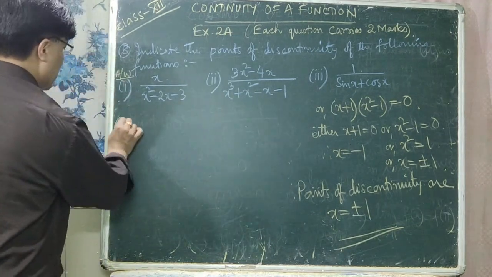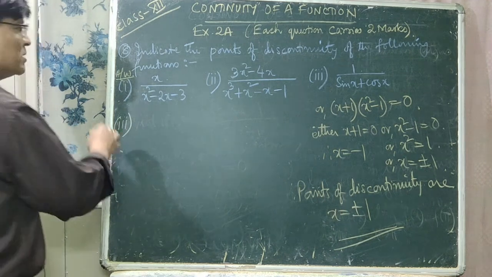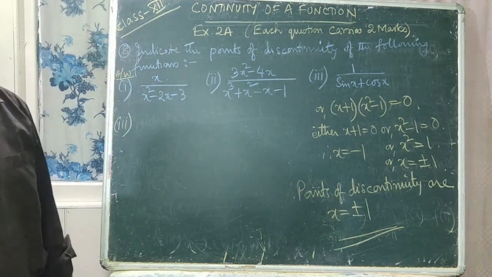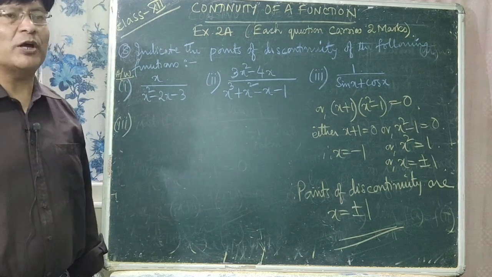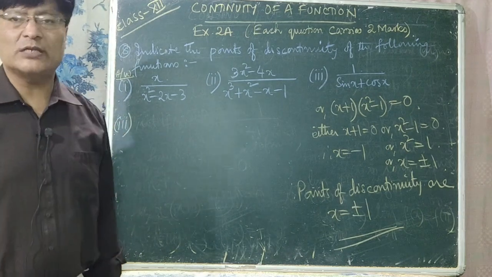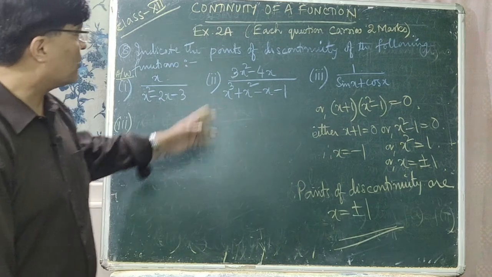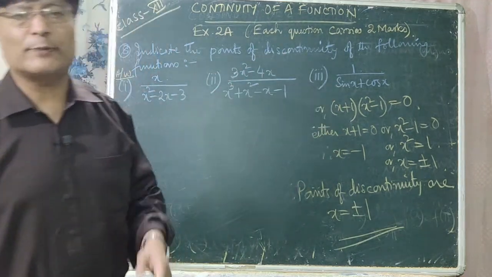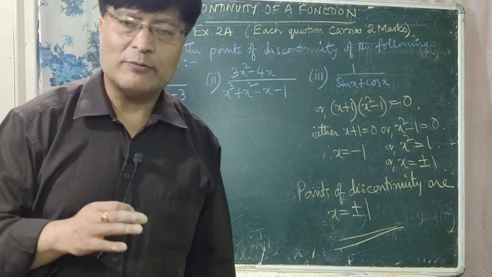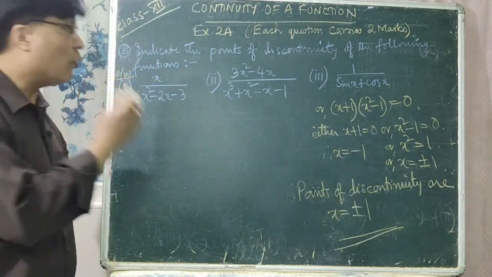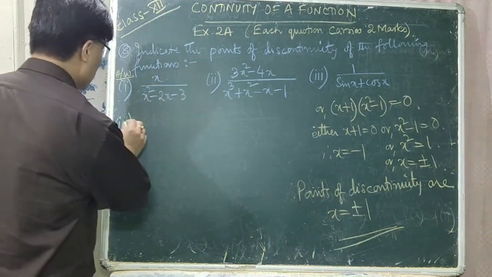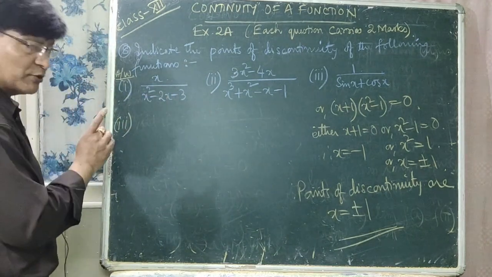So number 3 is, so what is the given function here? 1 upon sin x plus cos x. In this case also, you have to find out the point of discontinuity of this function, that is 1 upon sin x plus cos x. That means you have to find out those values of x for which this given function is undefined. Okay, so let us do the solution for number 3.